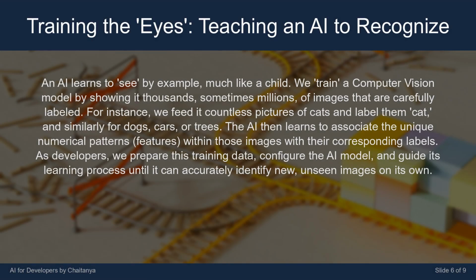An AI learns to see by example. Much like a child, we train a computer vision model by showing it thousands, sometimes millions, of images that are carefully labeled. For instance, we feed it countless pictures of cats and label them cat, and similarly for dogs, cars, or trees. The AI then learns to associate the unique numerical patterns, features, within those images with their corresponding labels. As developers, we prepare this training data, configure the AI model, and guide its learning process until it can accurately identify new, unseen images on its own.